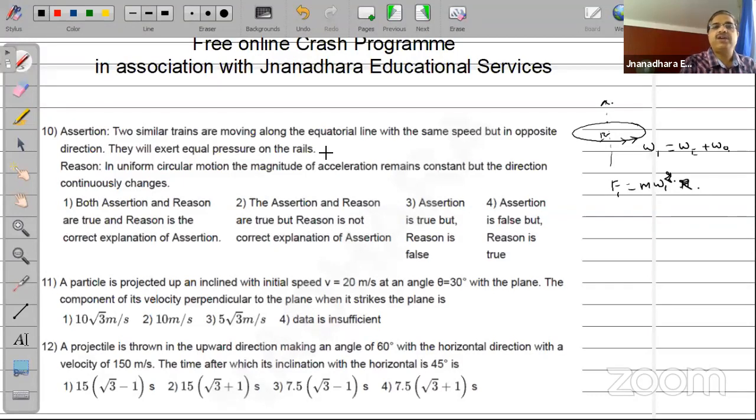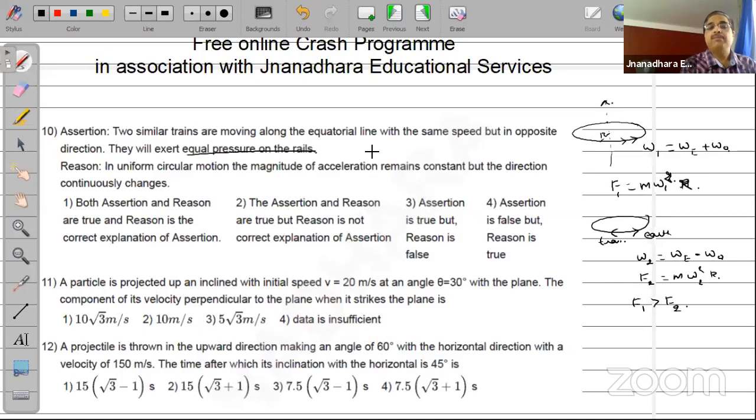This is for the train moving in the direction of the rotation of Earth. For the train which is moving opposite to that of Earth, if Earth is rotating like this, and the train is moving opposite, then omega 2 will be equal to omega e minus omega naught. So F2 now will be equal to m omega 2 square r. You can easily see that F1 will be greater than F2. So they will not exert equal pressure. They will exert unequal pressures because of the centripetal force.